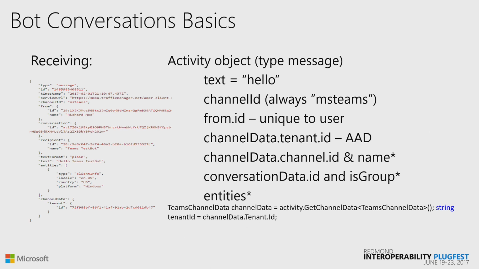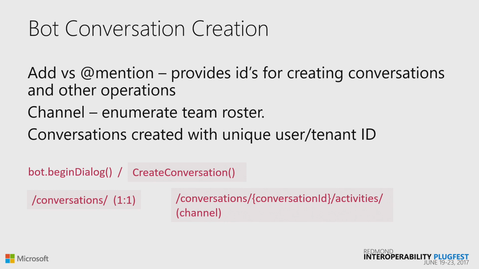And then it's got tenant IDs for the Azure AD, so you know how to get to the Azure AD when calling the Teams APIs to do things like authenticating and getting information about the user and the group. And a number of other things, and you probably can't read over on the left, but basically you can see the general form. It's just a JSON object. So bots can create conversations or respond to them. So here we just see quickly the begin dialogue, create conversation. Those are for JavaScript and C#, and then the REST endpoints for creating conversations.